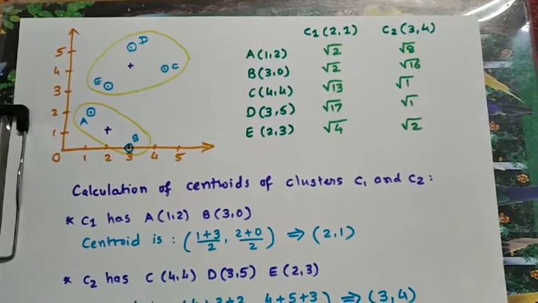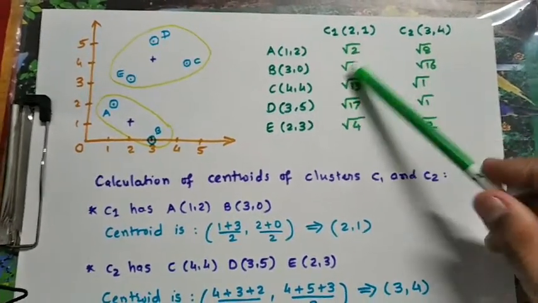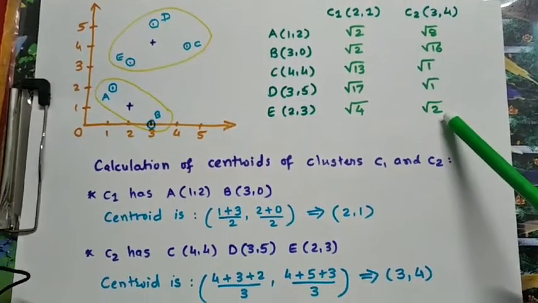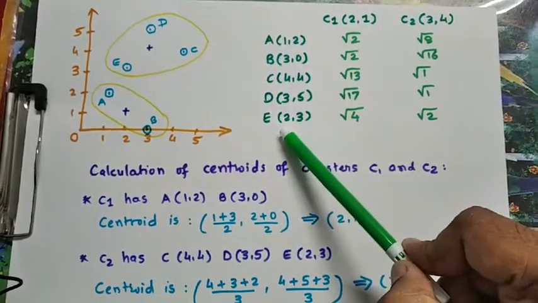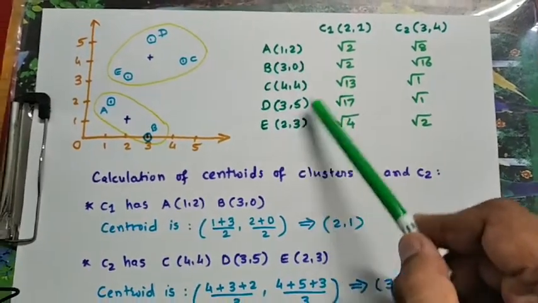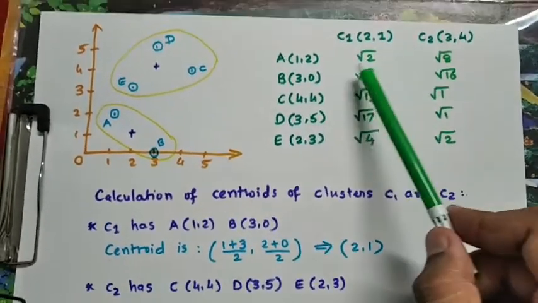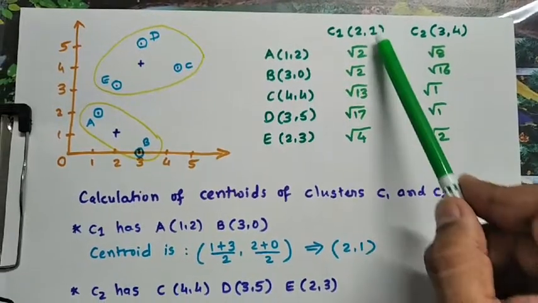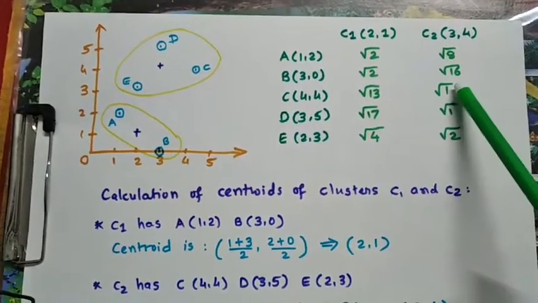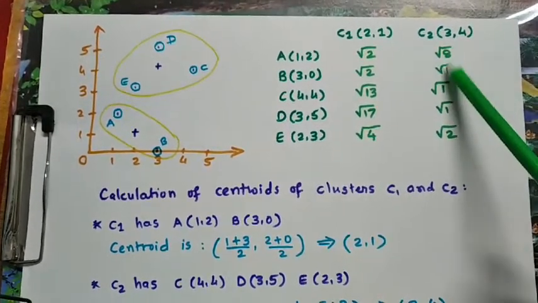and then we will have to update the centroids of the two clusters, and then repeat this calculation once again. So after calculating the Euclidean distance of both these centroid points with all the objects, these are the values. Then we pick up each object one by one and see which cluster it belongs to depending on the nearness or closeness. So we can see that A is nearer to C1, B is nearer to C1, C is nearer to C2, D is nearer to C2, and E is nearer to C2.